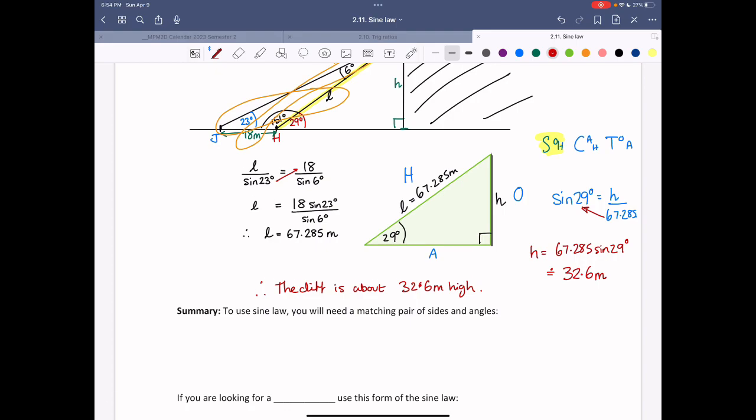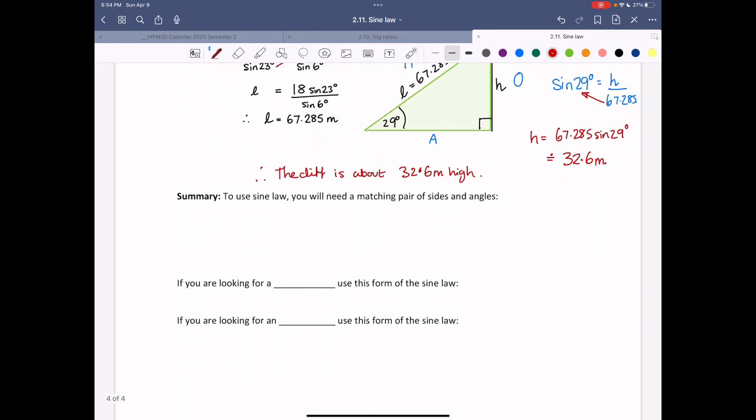Okay, so in summary, to use sine law, you'll need a matching pair of sides and angles. So sine law again. This is not ratios, this is sine law. So a matching pair of sides and angles, or an angle and a side, and an angle and a side. You need to be able to draw hoops around those two in order to solve it.